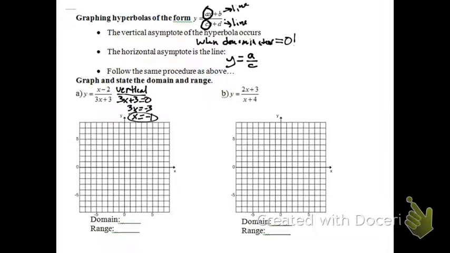So let's dash that in. Dash, dash, dash, dash, dash, dash. So there's the vertical asymptote.